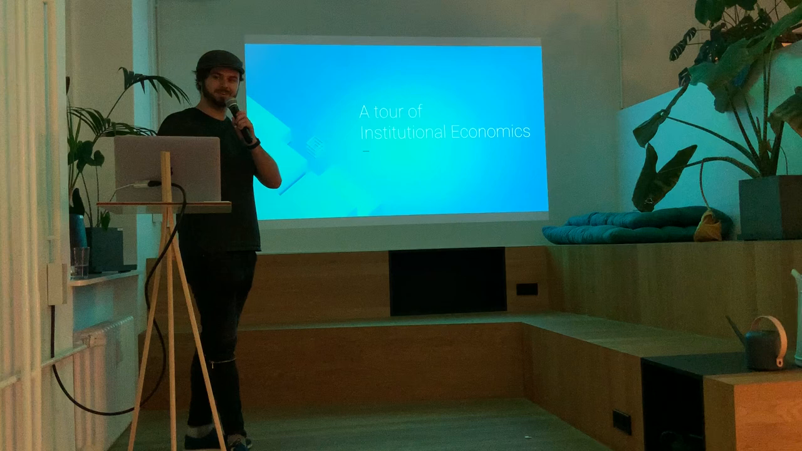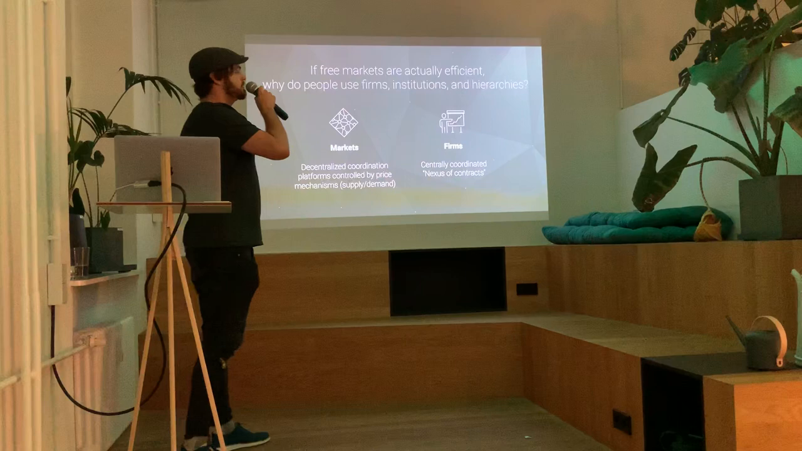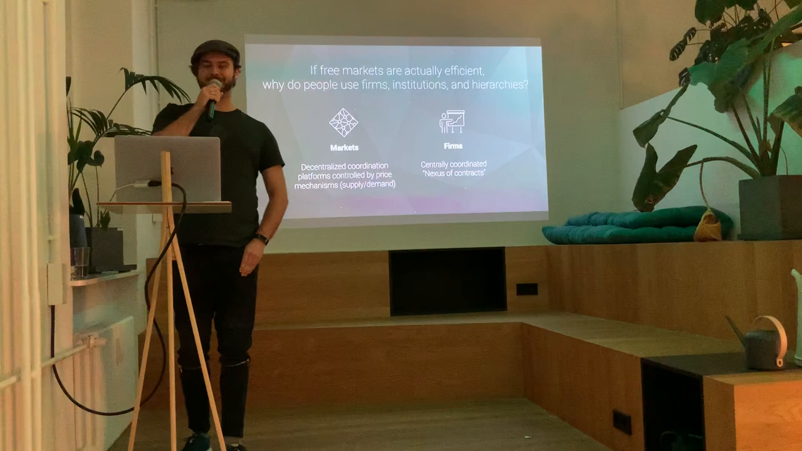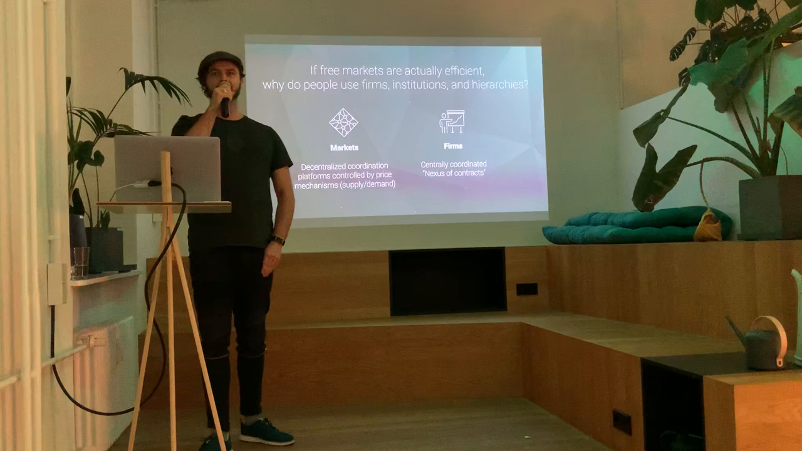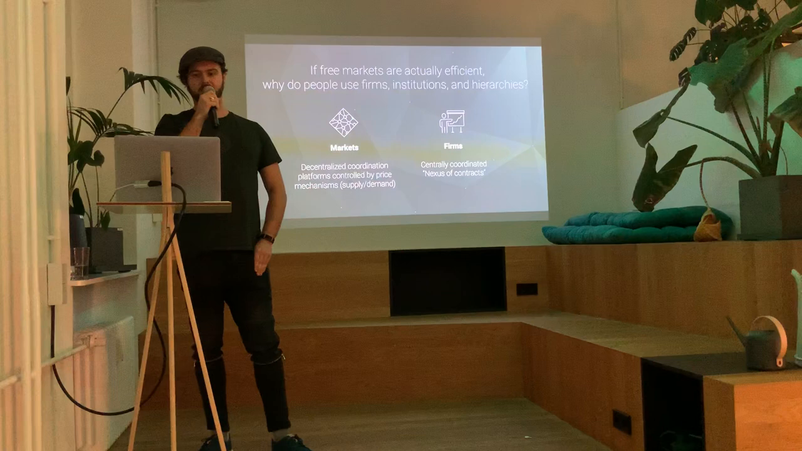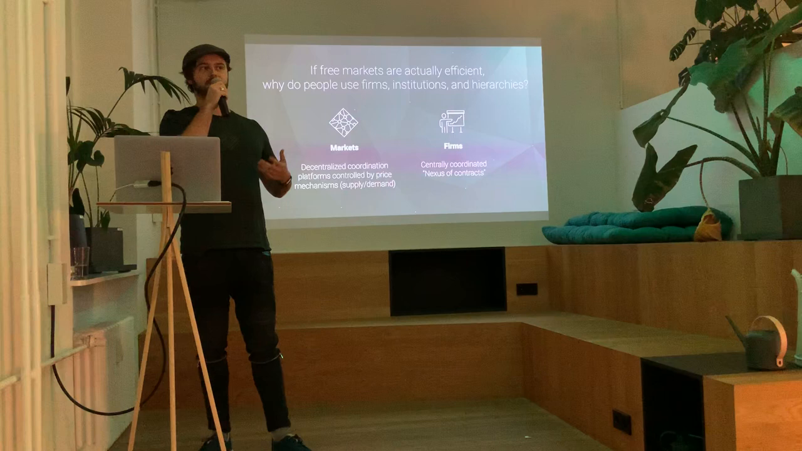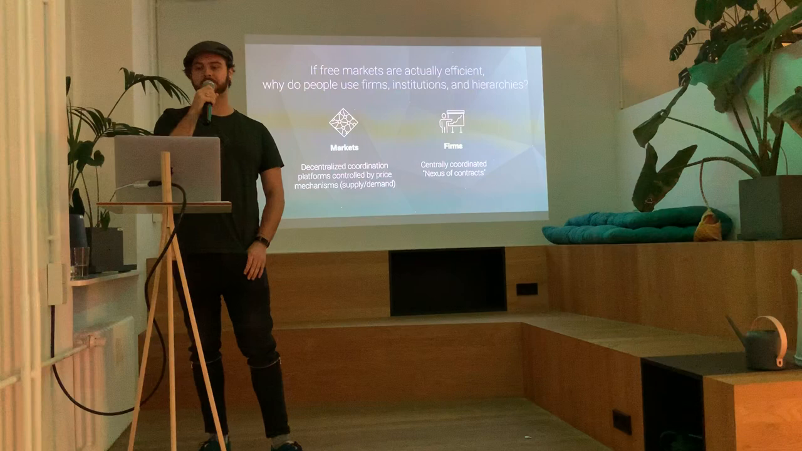So we want to start with a question here when we're going through our whirlwind tour of institutional economics. And our question is, if free markets are actually efficient, why do people use businesses? Why are there institutions and hierarchies in our society at a smaller level? And we can kind of compare the two. Markets are decentralized coordination mechanisms controlled by price, by supply and demand, kind of an economics 101. And then firms are a centrally controlled nexus of contracts, and we're going to jump into that.